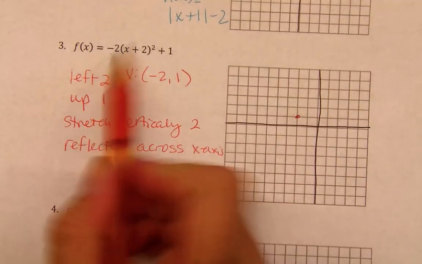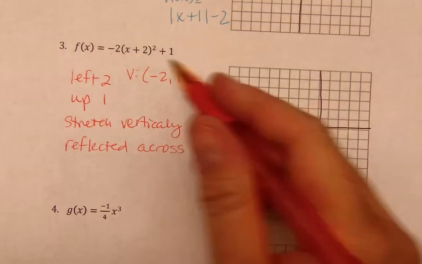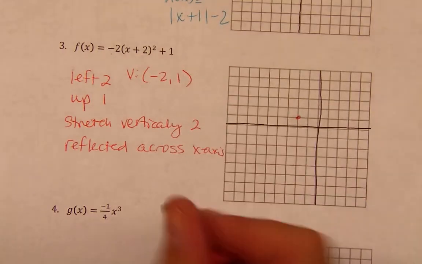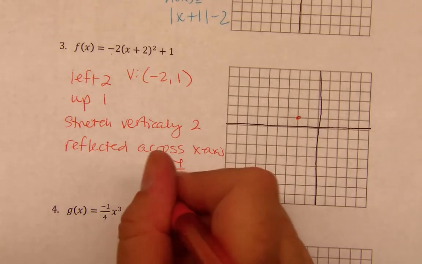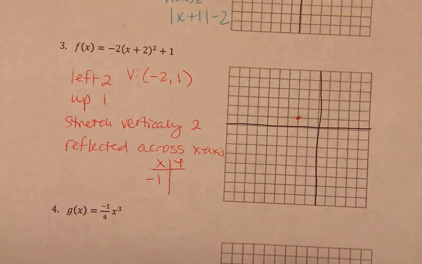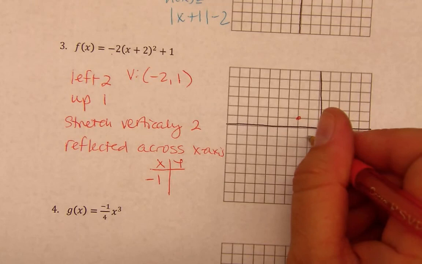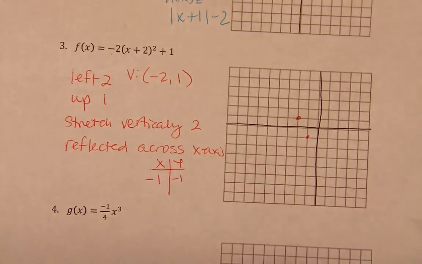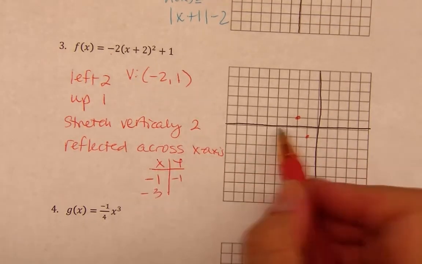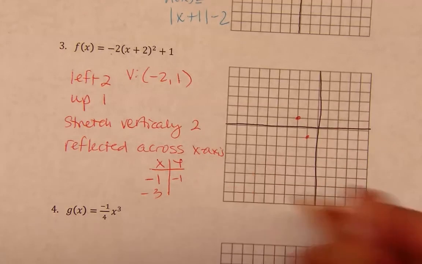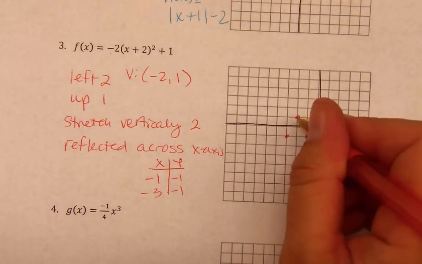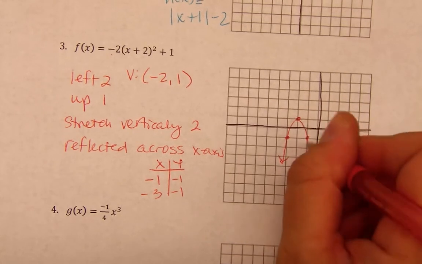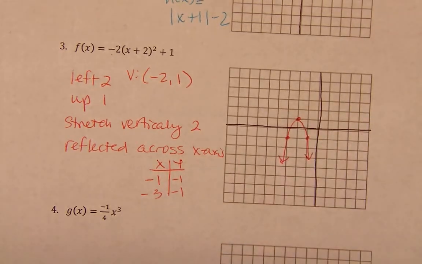We know by the negative out front that it's going to be going down, and we know it's stretched by a factor of 2. If you're not sure how to graph it, you can always plug in points. You can plug in -1, and plugging in -1 is going to give us -1. Or you could plug in -3 and just choose some points to the right and left of the vertex. You're actually going to get -1 there as well. And we have enough to draw our graph.